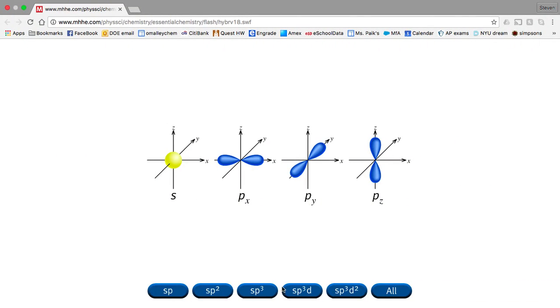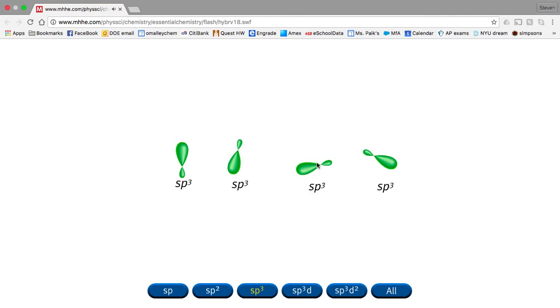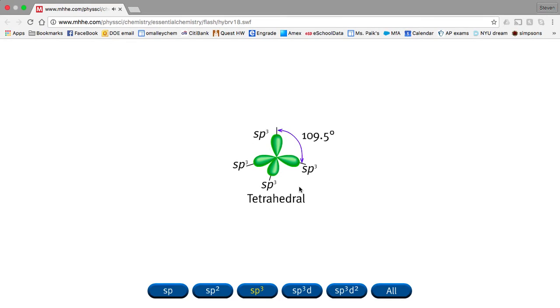And they can hybridize with each other. So if we do that, we'll have 3 p orbitals and 1 s orbital come together, and they'll make 4 equivalent, what are called sp3 hybrid orbitals. And this exhibits a tetrahedral geometry with the bond angle that we saw last week, 109.5 degrees.